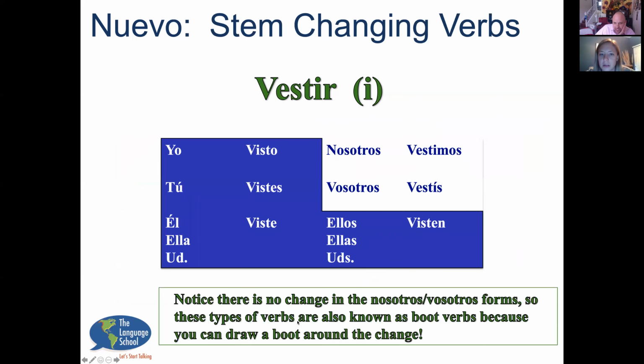Let me see if this next slide, yeah, perfect. So these verbs are also referred to as boot verbs sometimes because you draw a little boot around where the stem changes. So notice it doesn't change in the nosotros or the vosotros form. Got it.